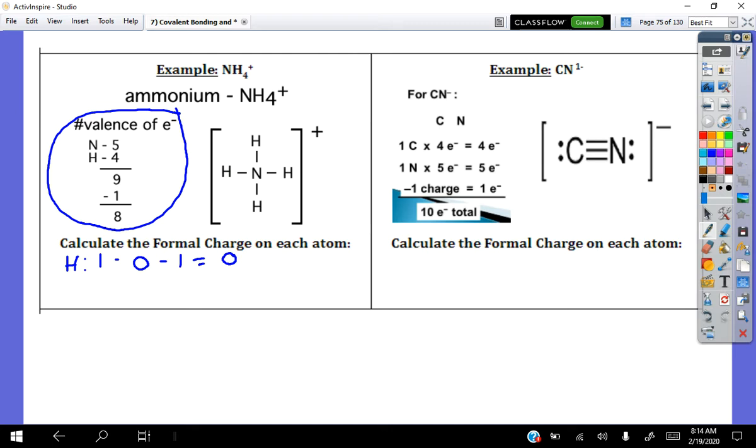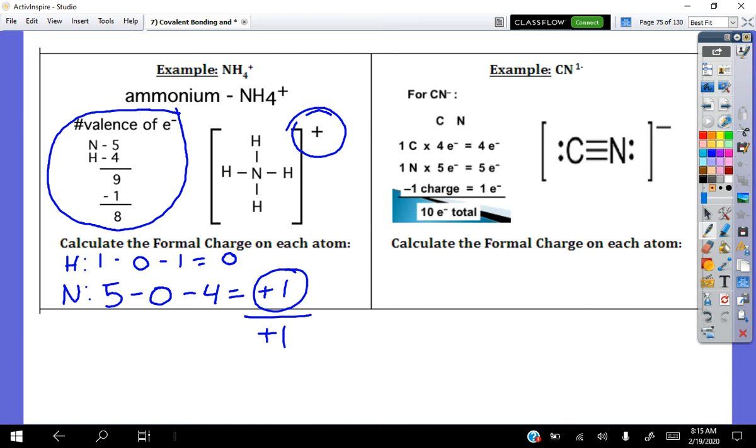1 minus 1 is 0, and each of my hydrogens have the same electron structure, so they all have formal charges of 0. When we look at nitrogen, nitrogen has 5 valence electrons. In this particular case, there are no dots from lone pairs around my central atom, but we do have 4 bonds. So 5 minus 4 gives us a positive 1. If we add the positive 1 and the 0 together, overall we get a +1 charge, which matches up with this charge on the outside of our brackets.